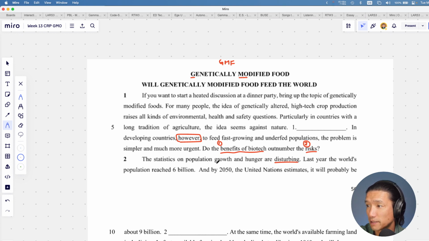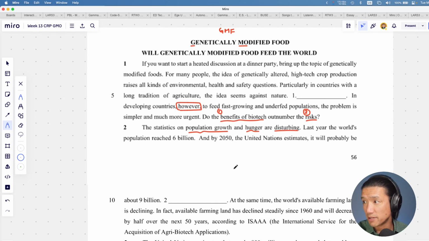Statistics on population growth and hunger. So this is what we're going to be talking about here. Population growth and hunger. So we're going to learn about the statistics. Just going straight in, they're jumping. Last year, the world's population reached 6 billion. When was this written? Oh my gosh.